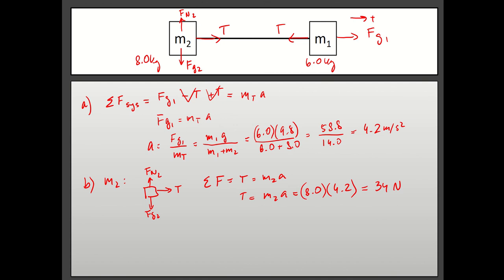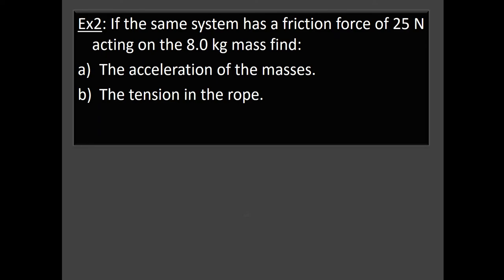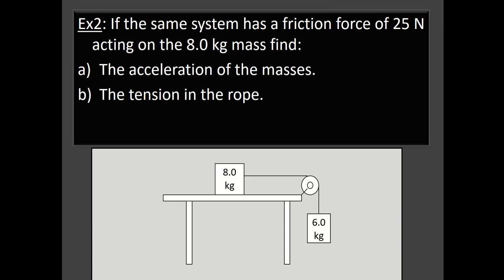Okay, so for the most complicated example, let's include friction. Pretty much it's going to be the same thing, but we're adding one extra force, so it's not really that complicated. Let's have the same system, but now we have a force of friction of 25 newtons acting on the 8 kilogram mass. Let's call this our M2 here, and this was our M1. So now we have friction acting on this. We have, in addition, one more force: force of friction, let's call this 2, because it's acting on mass 2.